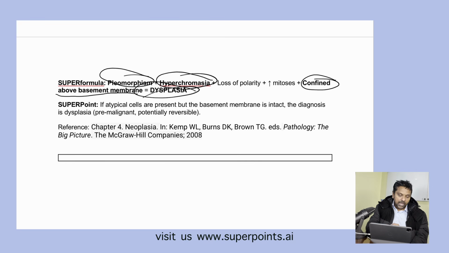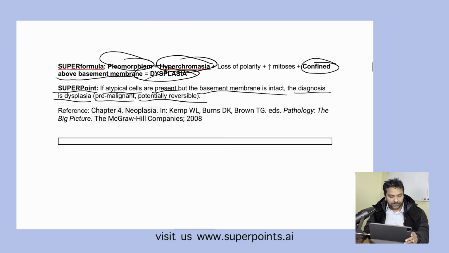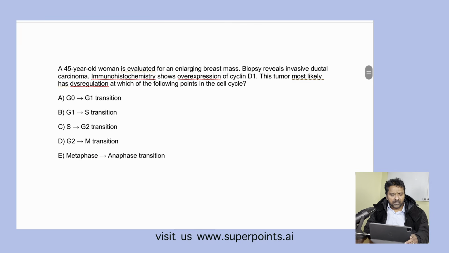That's why it's dysplasia. The super point here is if atypical cells are present but the basement membrane is intact, the diagnosis is dysplasia, pre-malignant, potentially reversible. Alright folks, that's a very, very important pathology question. Please take time to understand these cellular changes, because definitely you will get a question on this.